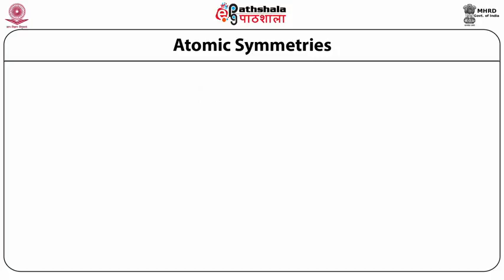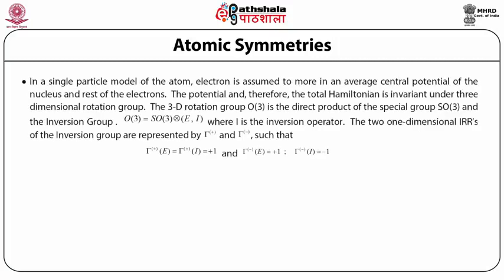I'll now discuss the atomic symmetries of the atom. Now remember that in a single particle model of the atom, the electron is assumed to move on average in the central potential of the nucleus and the rest of the electrons. The potential, and therefore the total Hamiltonian, is invariant under the three-dimensional rotation group because we assume the electron to be moving in a central potential.